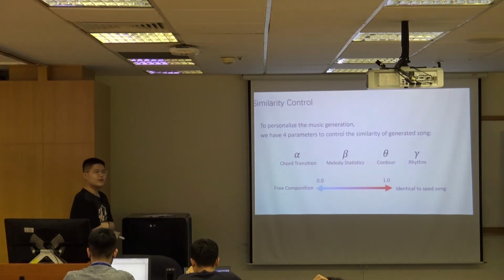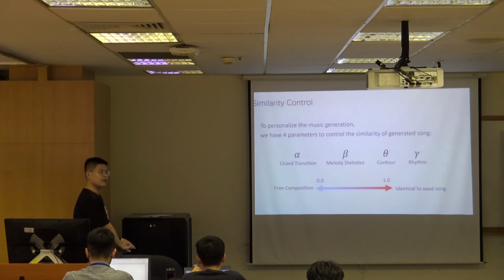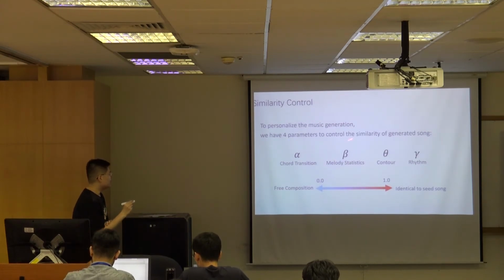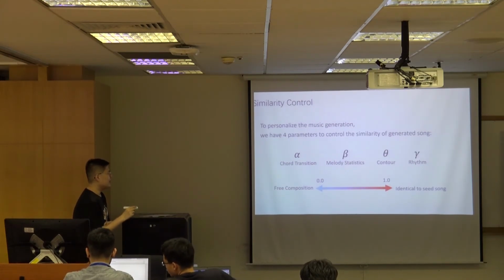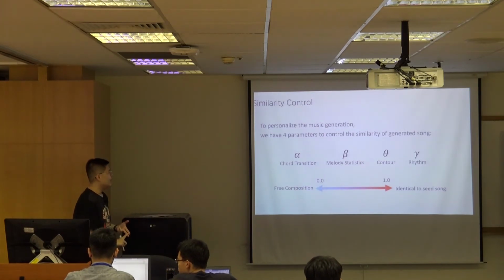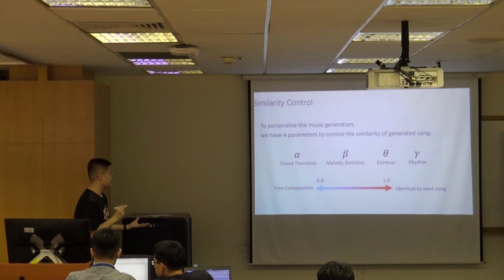Okay, if you can still remember, we have some parameters to control the similarities of the generated song. Alpha is to control the contour similarities. It means how much we depend on the music theory rules and how much we depend on the transition matrix produced by the sixth song. And beta controls the melody statistical features. It is the same as alpha.